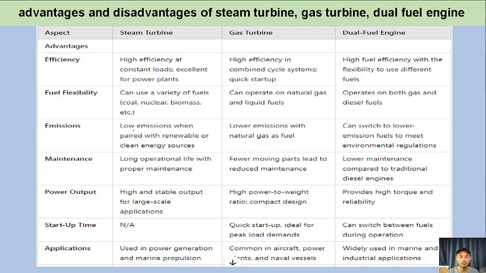Emissions. Steam turbine has low emissions when paired with renewable or clean energy sources. Gas turbine has lower emissions with natural gas as fuel. And dual fuel engine can switch to lower emission fuels to meet environmental regulations. For maintenance, steam turbine has a long operational life with proper maintenance. Gas turbines, fewer moving parts lead to reduced maintenance. And dual fuel engine, lower maintenance compared to traditional diesel engines. Power output: high and stable output for large-scale applications for steam turbine. High power to weight ratio and compact design for gas turbines. And for dual fuel engine, it provides high torque and reliability.